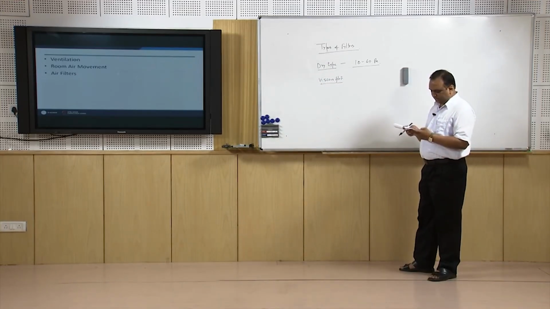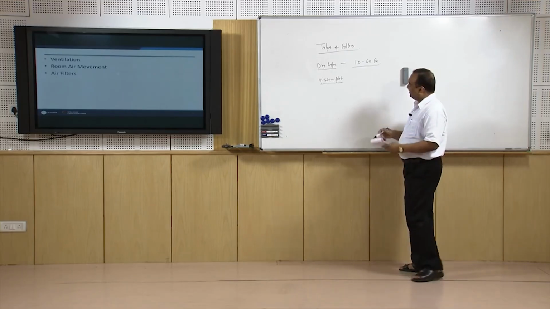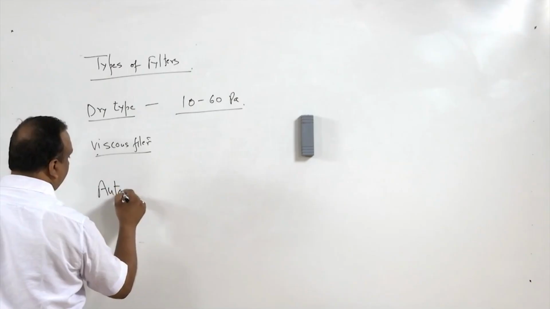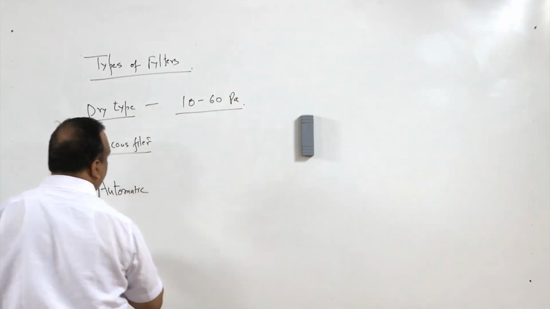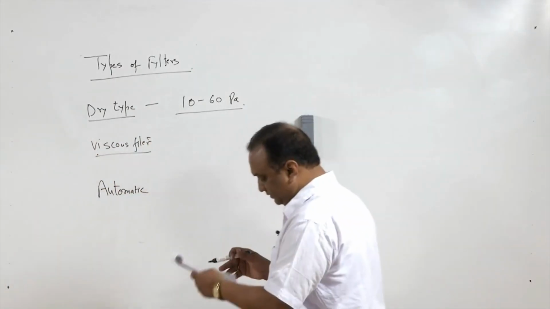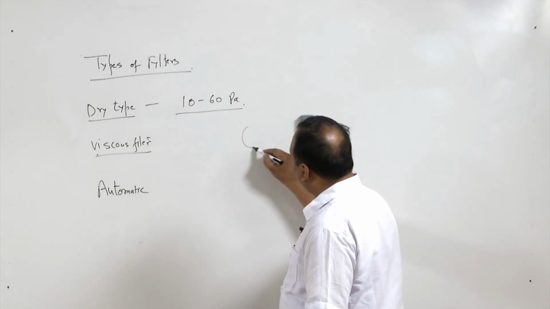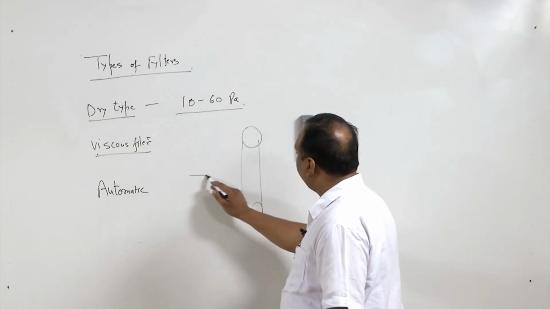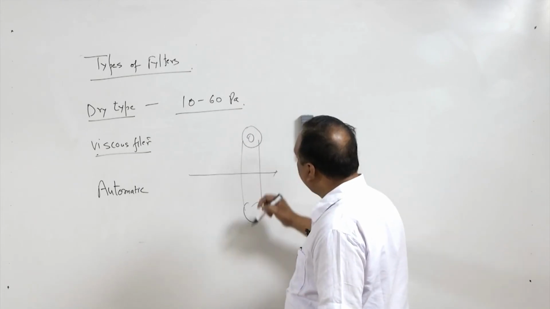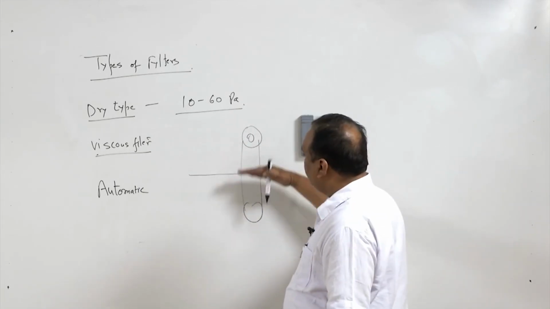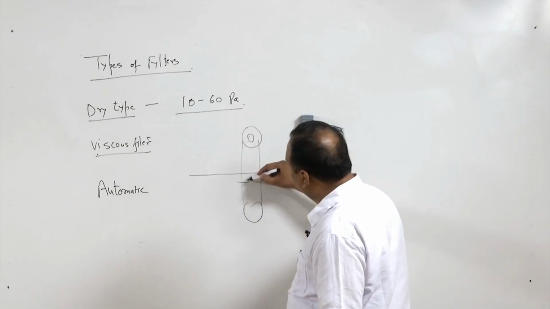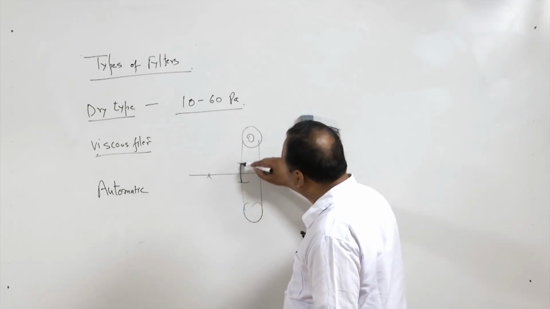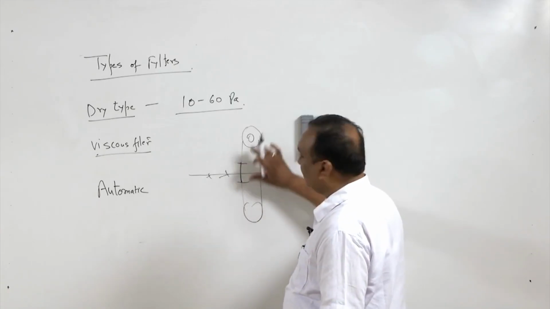Third type is the automatic type of filter. In the automatic type of filter, there are two rollers, and when the air is passing over the filter, the rollers keep on moving, and after a particular time, the part of this filter which is coming into contact with the air keeps on changing.